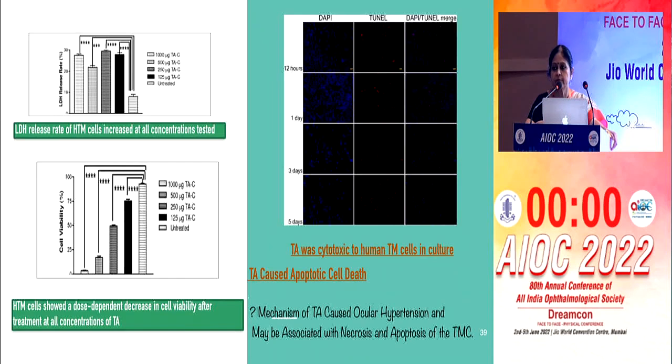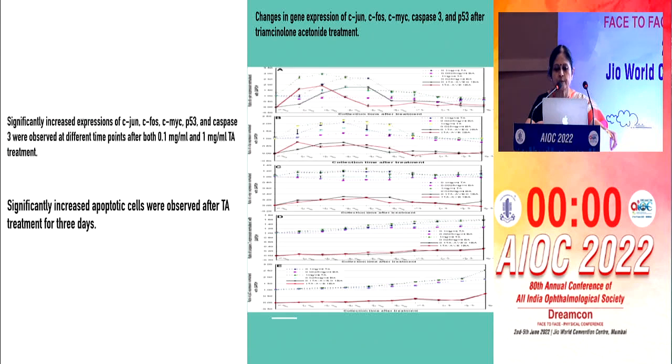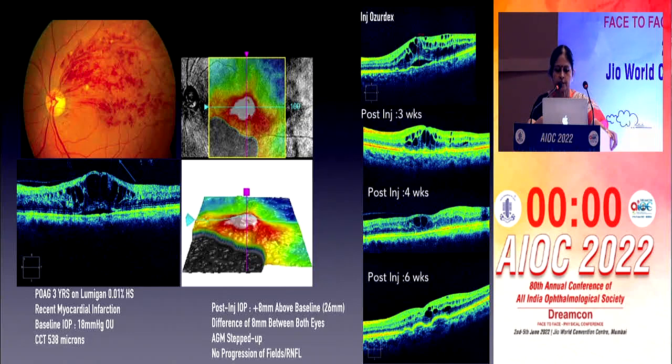Steroids produce some amount of cytotoxic effect on the trabecular meshwork cells. It causes increased release of LDH and caspases. That probably causes an increased apoptosis of the trabecular meshwork cells, which could again be responsible for these changes.